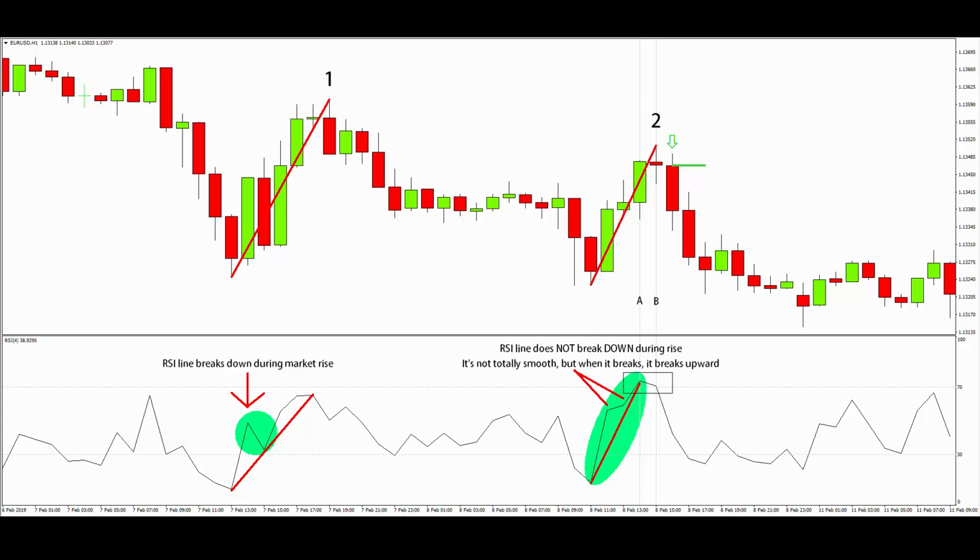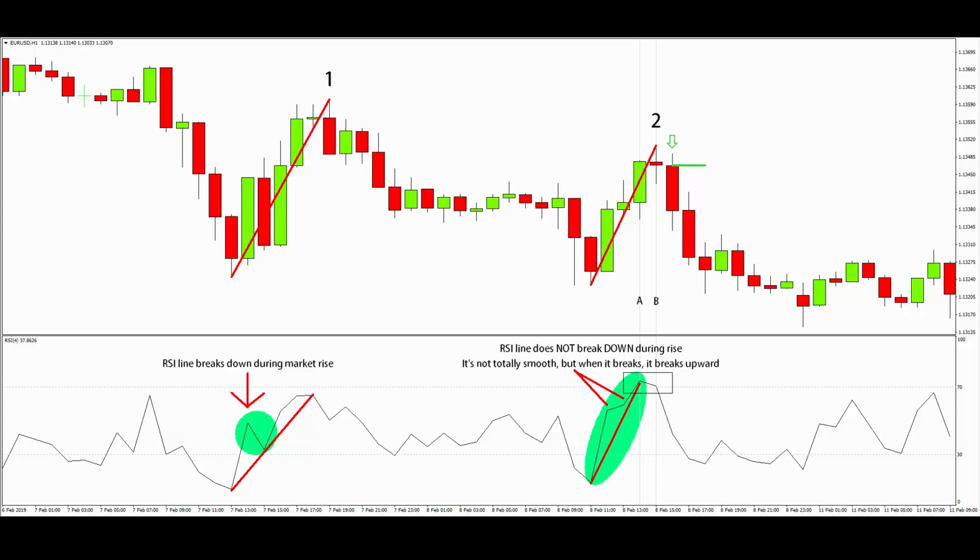Let me give you a real chart example of what I mean by this. In this chart you can see that I highlighted two upward market vectors. Let's carefully observe how the relative strength index behaves in each of these vectors. In vector number 1, we can see that the relative strength index line breaks down during the market rise. That means the momentum line is not in perfect sync with this timeframe, so it is showing the internal minor flow of that vector number 1.